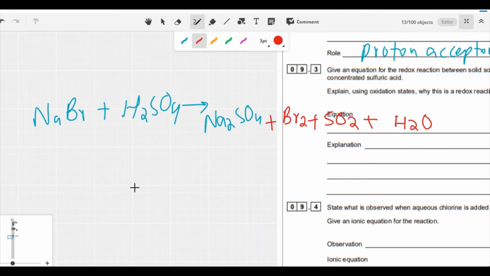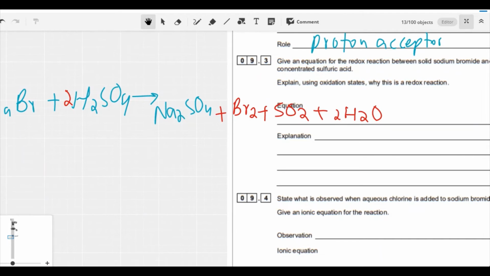Now there is Na2, so it means there will be 2 moles, while Br2 is balanced, and now there are 2 sulfur, so you need to multiply here by 2, and now there are 4 hydrogens, so you need to multiply by 2 here. So I think now the equation is balanced. Explain using the oxidation state why this is a redox reaction.